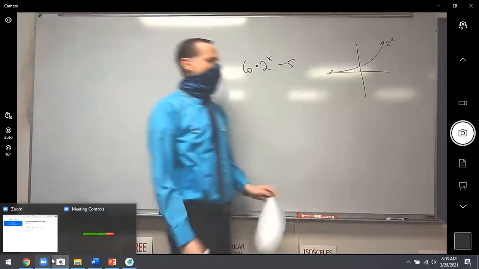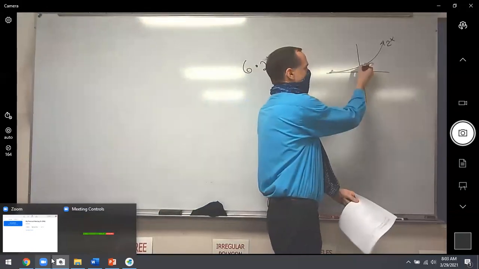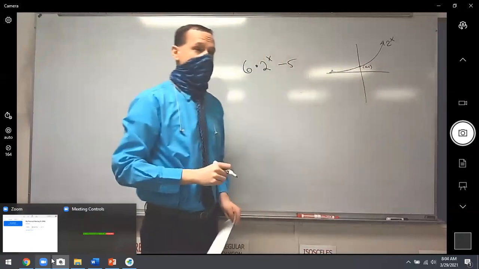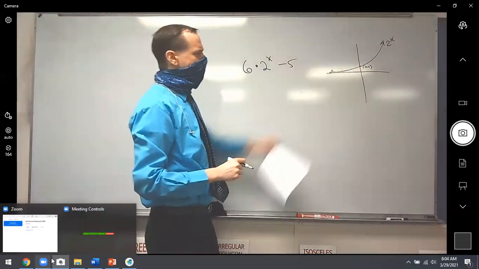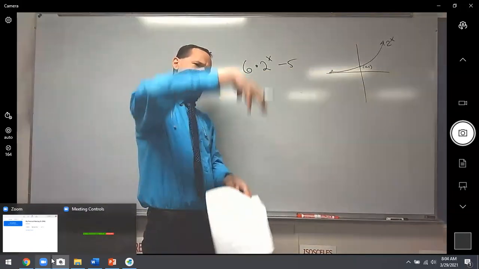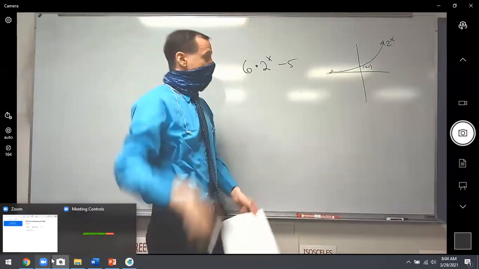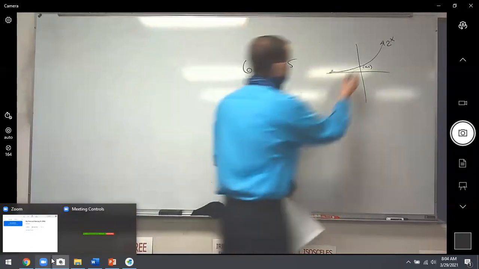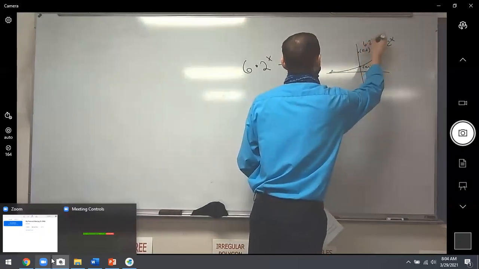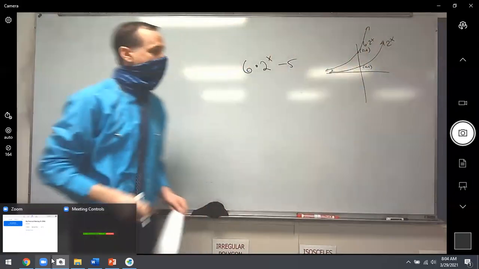Now, it's kind of hard to draw. The only real point you have that you might want to use is, like we said, 0, 1 will always be on this graph right here. So if you do take 0, 1 and stretch it by 6, guess where that would be now? 6 times higher, which would be 0, 6. So that's a good point. Maybe 0, 6 will be on a graph of 6 times 2 to the x. It looks very similar, something like that.